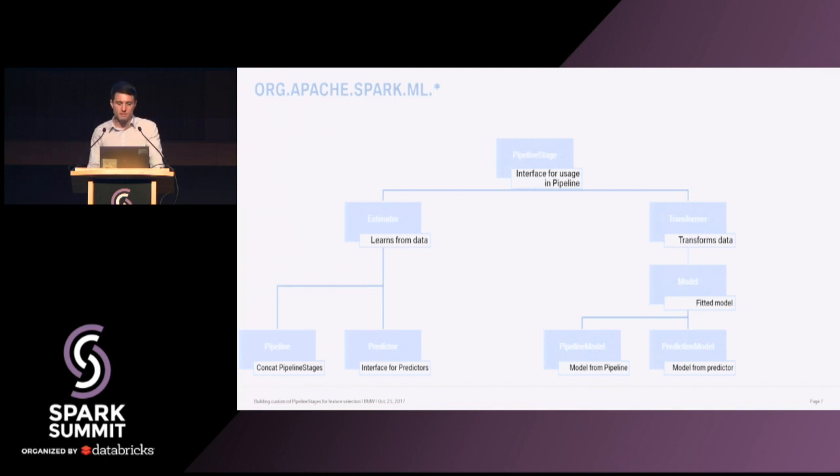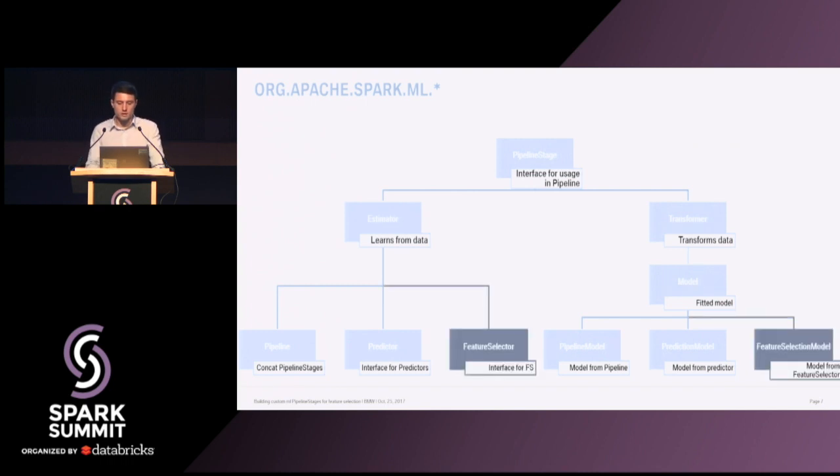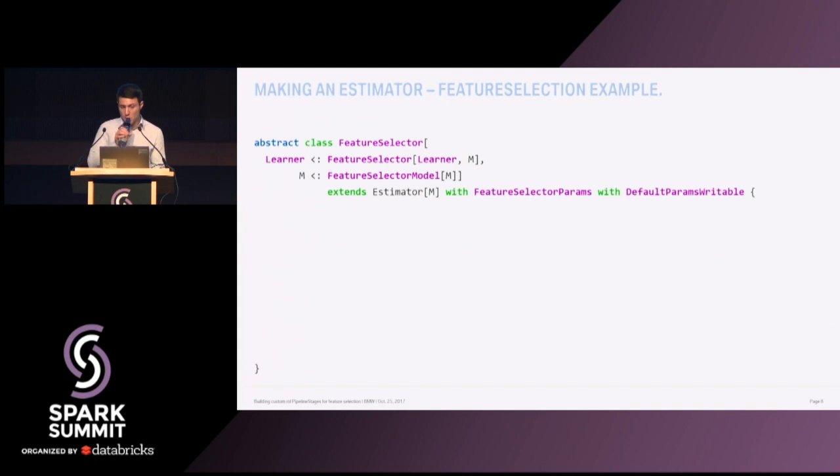Besides that, we have an interface for predicting pipeline stages, which is the predictor interface and which returns prediction models. And we added our feature selector here as well, into the Spark ML namespace. I will come back to the reasons for that later on. So let's build this estimator and this transformer. We built a common base class for all feature selection metrics that we would want to implement. So we have an abstract class, FeatureSelector.